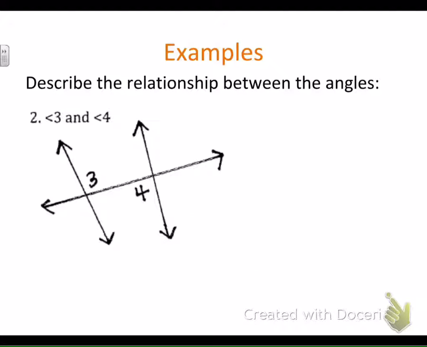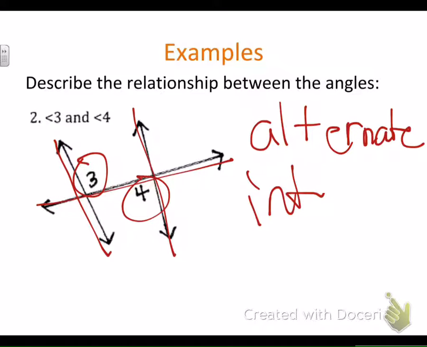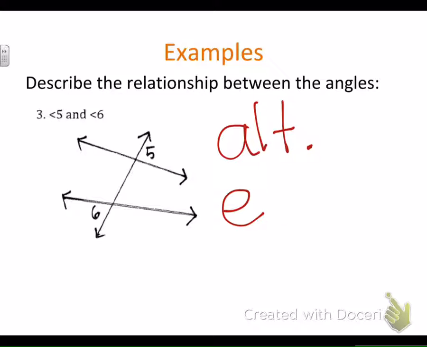Three and 4. They are inside the two lines, but they're on opposite sides of the transversal, so they are alternate interior. Alright, they are on the outside of the lines, but they're on opposite sides of the transversal, so they would be alternate exterior.